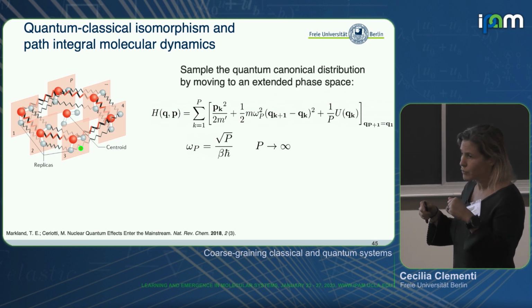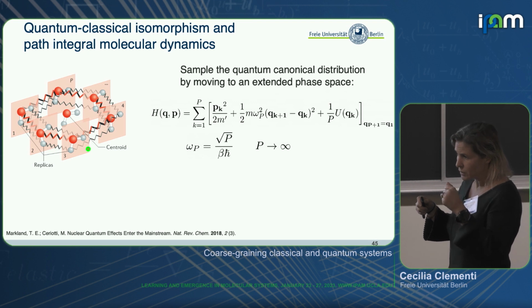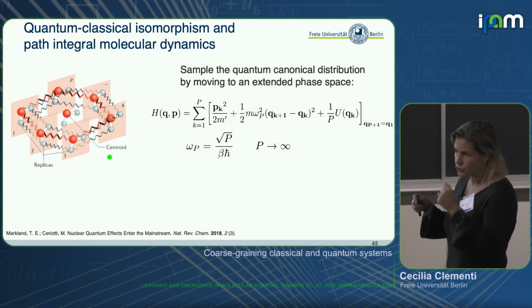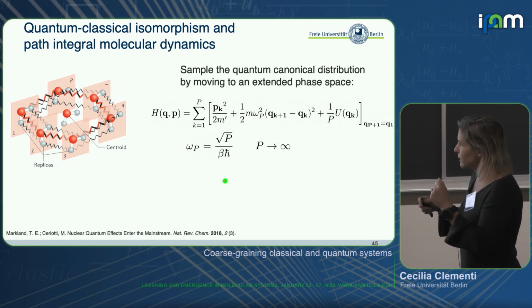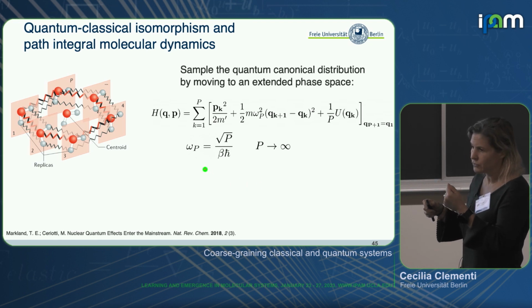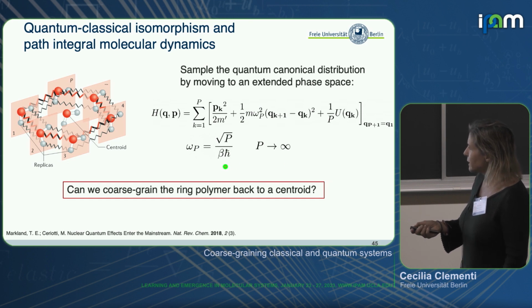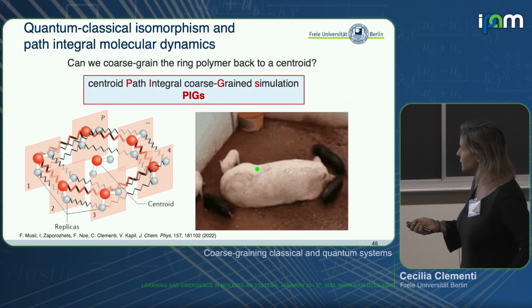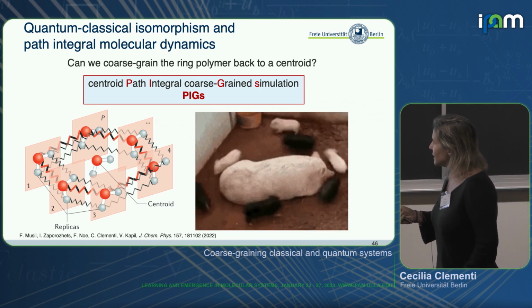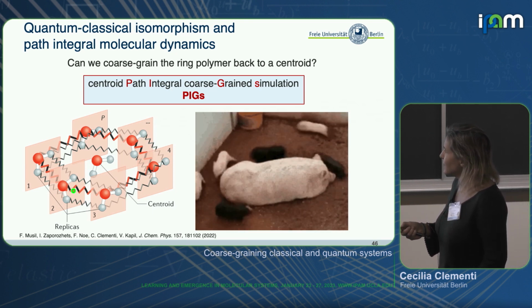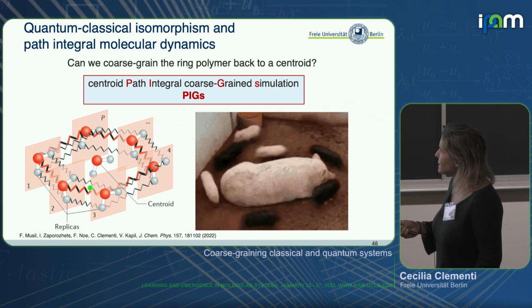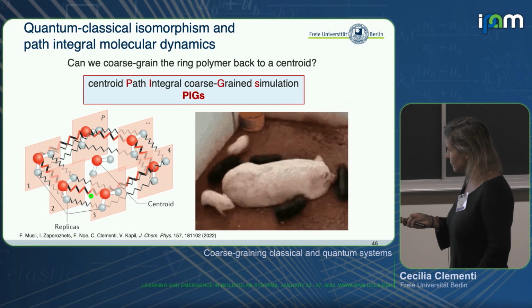So if everything works, we get one classical bit that gives you the same result as the quantum bit. Instead of paying the price of the multitude of classical bits, you renormalize it back to one. But this one has a different energy function that incorporates the quantum effects. And it works. So the idea is, can we coarse-grain the ring polymer back to a centroid? And this works. We call it PIGS. This path integral coarse-grained simulation was published last year.